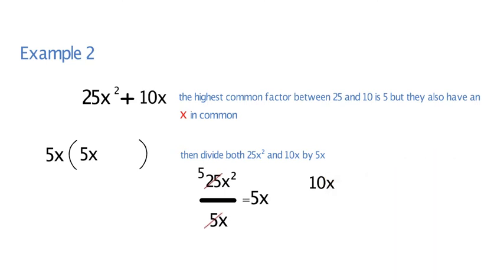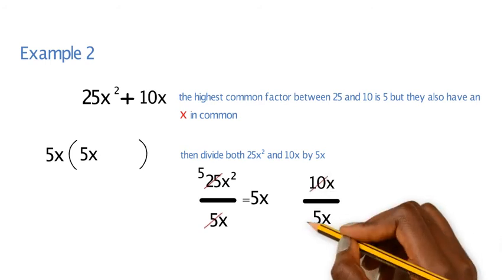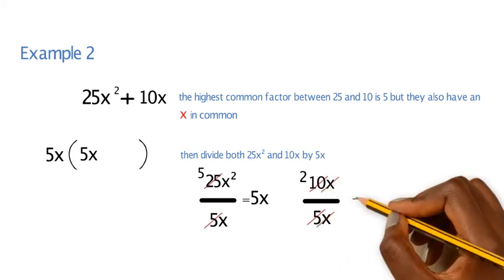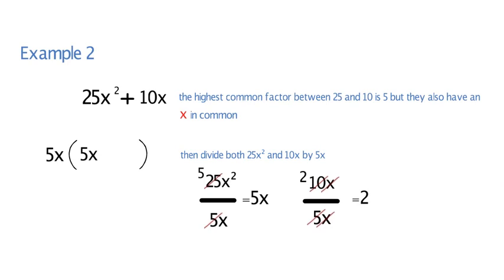And then if you have 10x divided by 5x, 10 divided by 5 is 2. And again, both of the x's are going to cancel each other out. So you're left with an answer of 2. So plus 2 would go into the brackets.